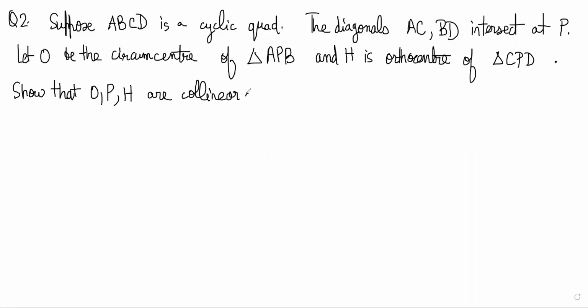So we have a lot of information. ABCD is a cyclic quadrilateral. Diagonals AC and BD intersect at P. You draw the triangle APB. O is the circumcenter of that triangle and H is orthocenter of CPD. CPD is the other triangle there. We have to prove that O, P, H are collinear.